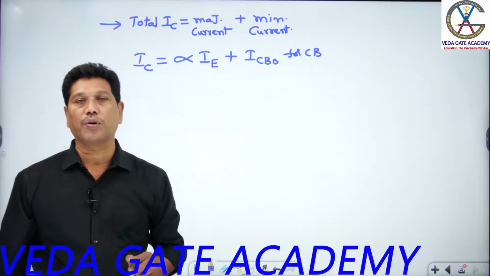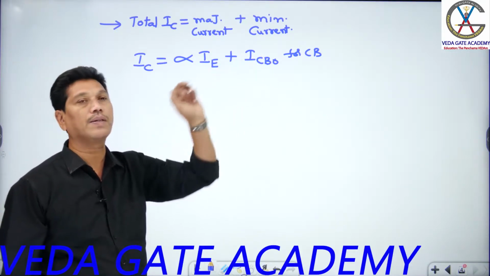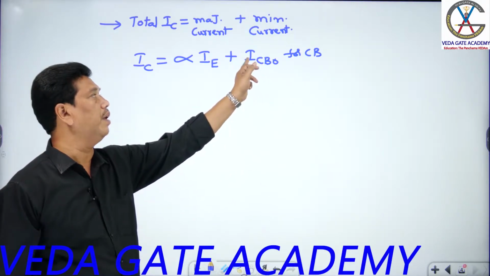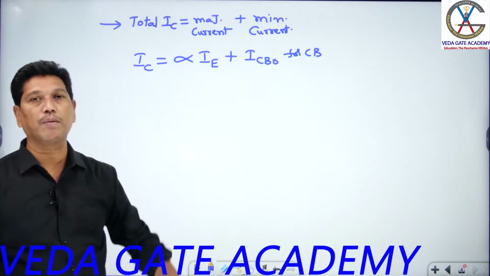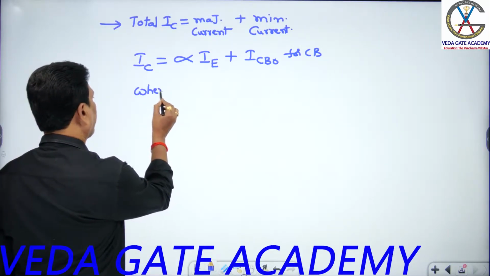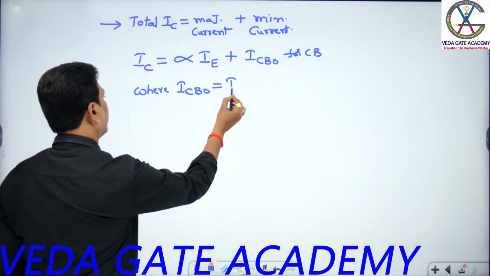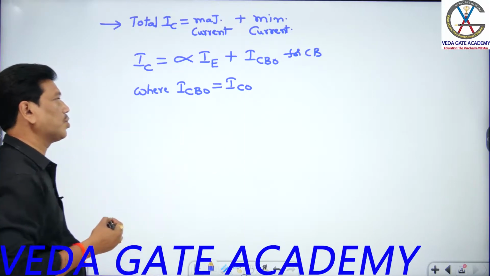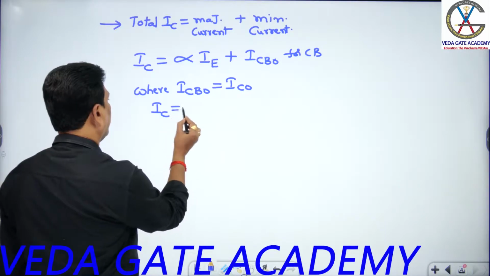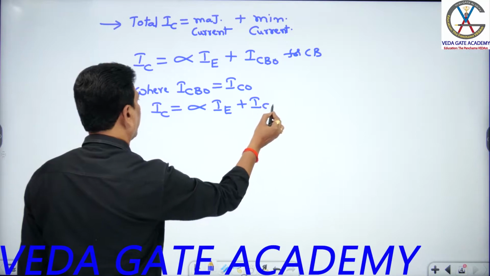So what is this ICBO, students? It is the minority current that flows between the collector and base terminals with the input emitter open. Keeping the input emitter open, the minority current that can flow between collector and base terminals is called ICBO for common base. ICBO is equal to IC naught, which is called the reverse saturation collector current, such that the total collector current for common base is IC equal to alpha IE plus IC naught.